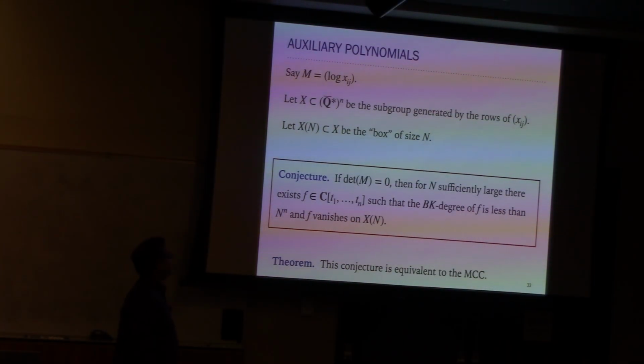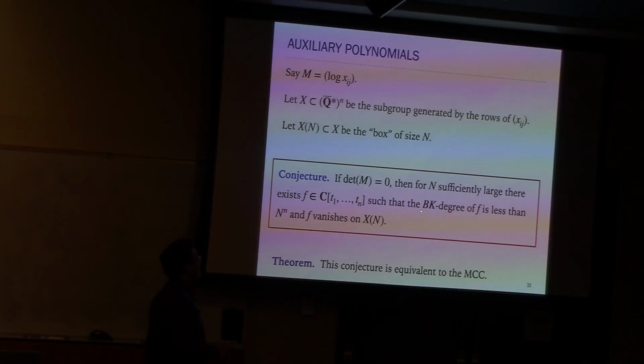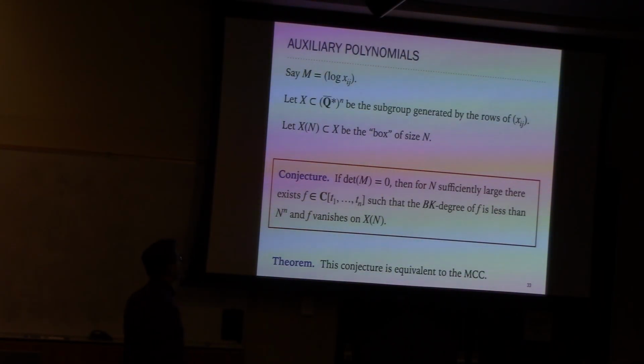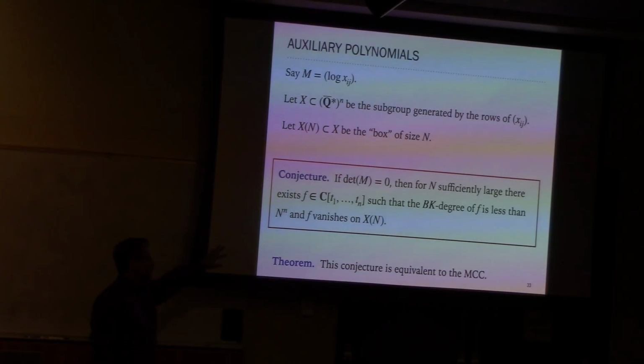So the conjecture with auxiliary polynomials: now you take the same setup where you take these vectors in Q-bar star to the n now instead of just 2, and you look at the box of size n. Then, assuming that the determinant of M is 0, you want to make a polynomial f such that the Bernstein-Kushnirenko degree of f is less than n to the n and f vanishes on X of n. And that conjecture, the existence of this auxiliary polynomial, you can show implies the matrix coefficient conjecture. In fact, it's equivalent. It goes the other way too.